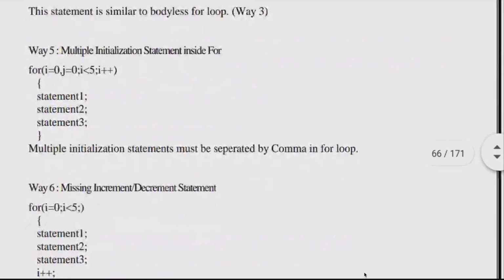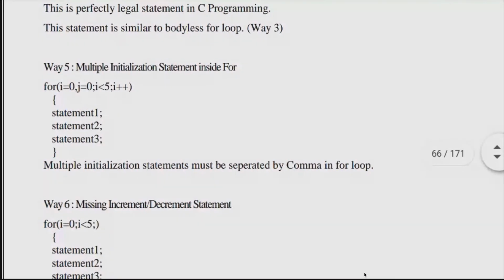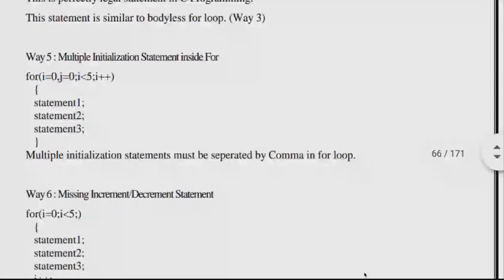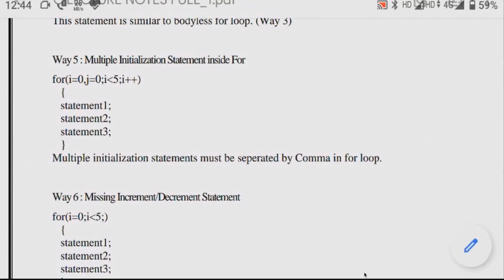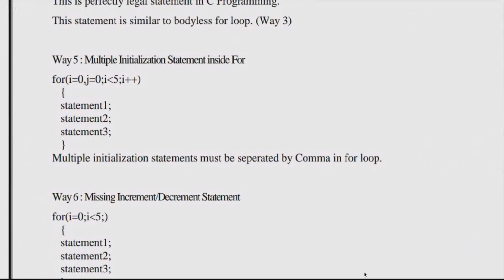So multiple initializations. Now see, what are the multiple initializations? For i equals 0, comma, j equals 0. So if both are 0 and i is less than 5, then increment i. If the initialization conditions for 0 and 1 are satisfied, then only you check whether i is less than 5. After that only, increment i. It means the i value should be 0, the j value should be 0. Then only it will enter into the loop.